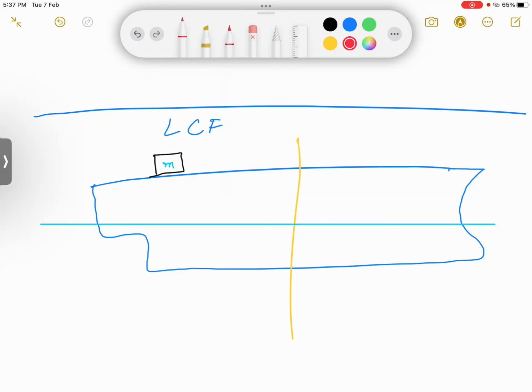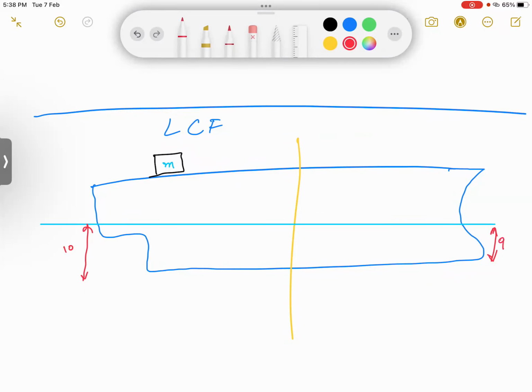Guys, you know what trim is? The difference between forward draft and after draft, right? Okay, let's say it is 10 meters here and here let's say it is 9 meters.